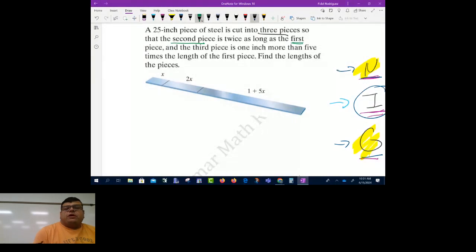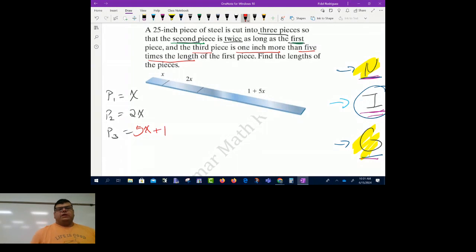So y'all, this is what I'm going to do. I'm going to go like this: piece one, piece two, piece three, okay? I know I'm talking about the second piece, but we're saying it's twice as long as the first one. I don't know anything about the first one, so I'm going to call it x. If the second piece is twice as long, that's going to be 2x. Then we get to the third piece, and it says it's 1 inch more than 5 times the length of the first piece. Well, 5 times the length of the first piece would be 5x plus another inch.